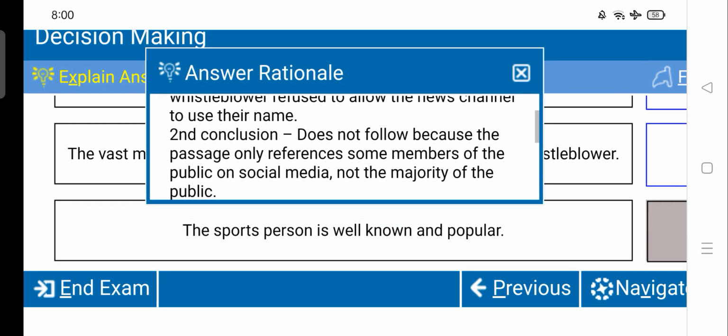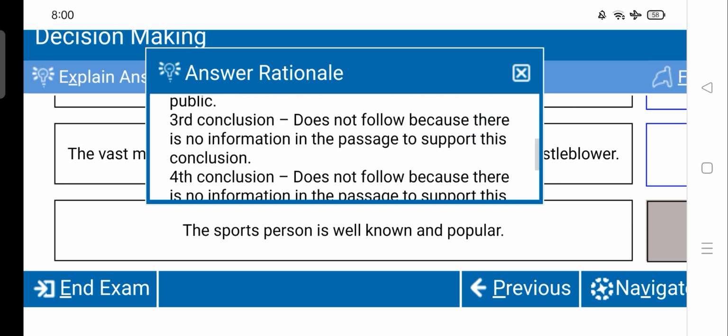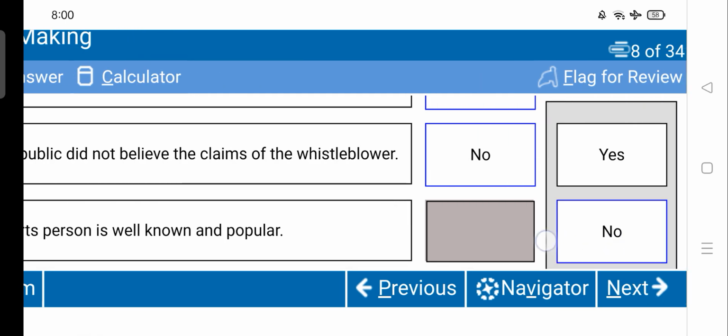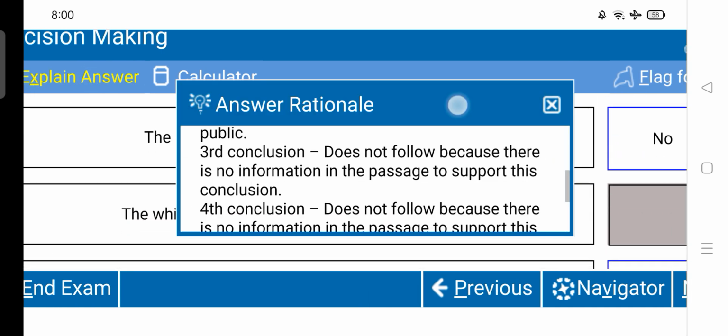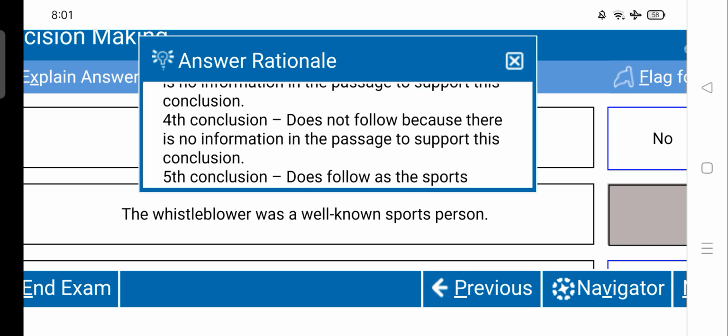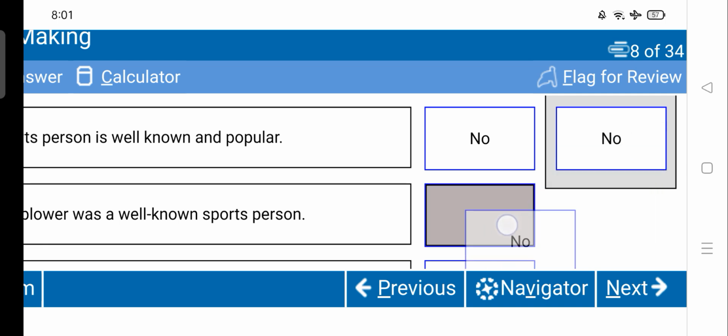Third, we have the sport person is well known and popular. It does not follow because there is no information in the passage to support this conclusion. So it does not follow. Again, we will drag a no and drop it in front of this conclusion. Fourth conclusion that says the whistleblower was a well-known sports person. It does not follow because there is no information in the passage to support this conclusion. So again it does not follow, so we will again drag a no and drop it here.